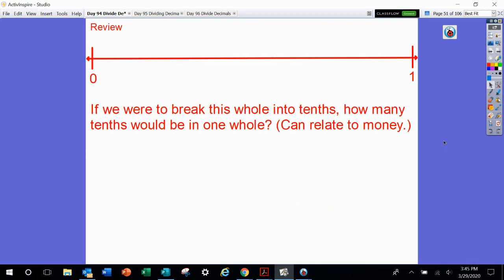Okay. Now we're going to use a different method. It's very similar. It's just a different way of looking at it. If I were to break up this whole, so here you see a number line going from 0 to 1. If I was to break up this whole into tenths, how many tenths would be in one whole? You can even think of money to help you out, like dimes, right? Well, I'd have 10 tenths. 1, 2, 3, 4, 5, 6, 7, 8, 9, 10 tenths that would make up this one whole.